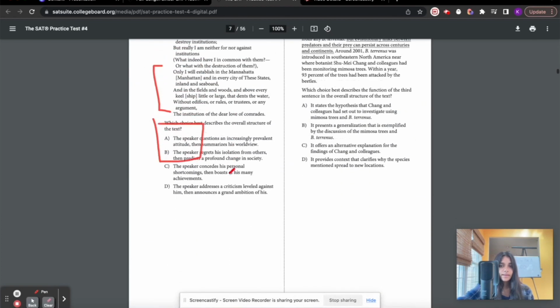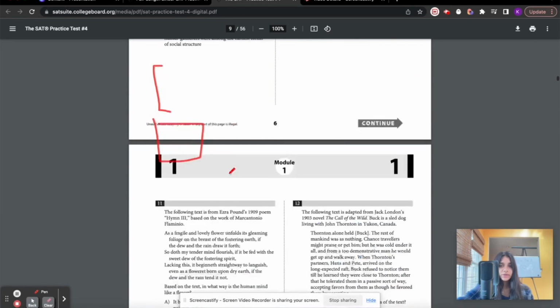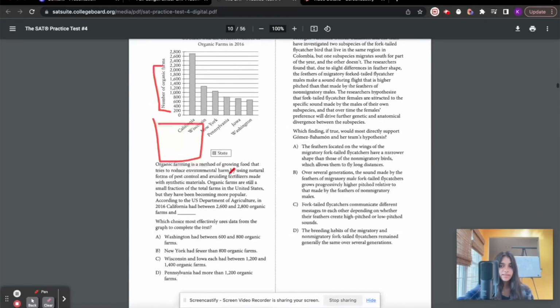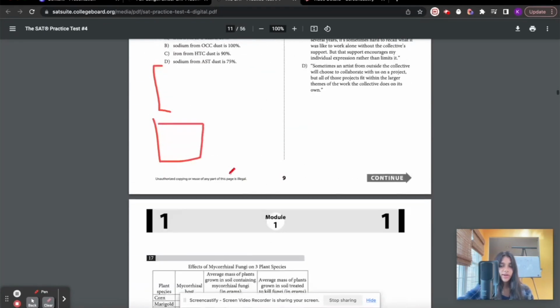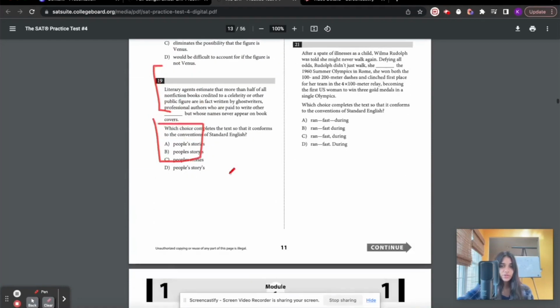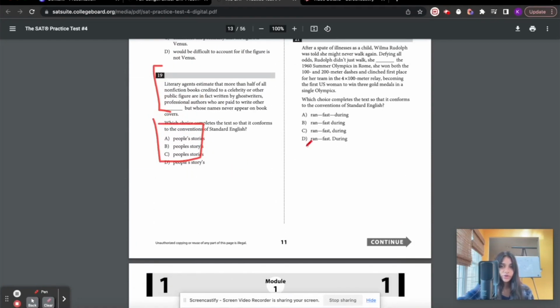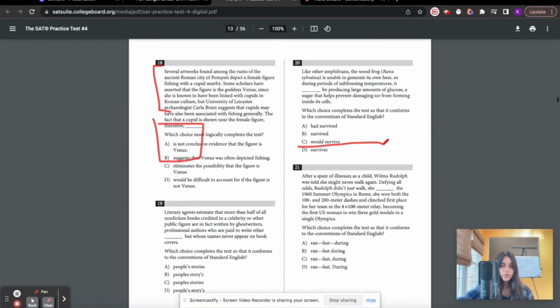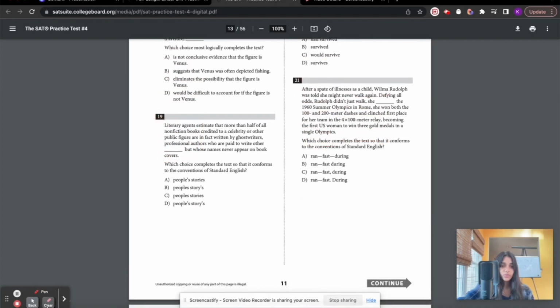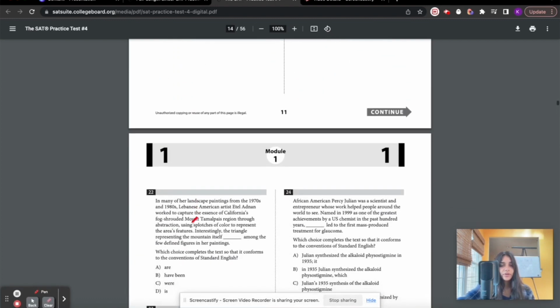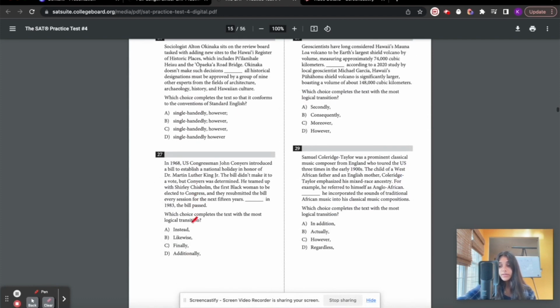They have also combined reading and writing together, so reading and grammar together in one section, essentially. So you have grammar questions, you have reading questions. That's honestly the main difference between the digital SAT and the paper SAT.